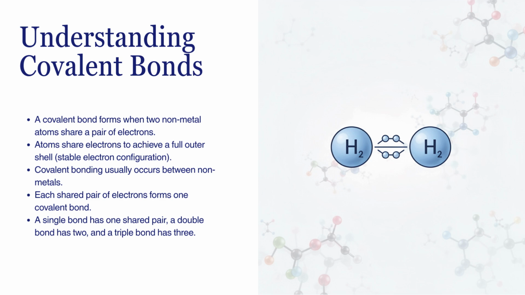Now, if one pair of electrons is shared, we call that a single bond. If 2 pairs are shared, that's a double bond. 3 pairs, well, that's a triple bond. The more pairs shared, the stronger the bond becomes. That's why nitrogen gas, which has a triple bond, is very stable and doesn't react easily. So remember this for exams. A covalent bond is a shared pair of electrons between non-metal atoms, formed so each atom can achieve a full outer shell.